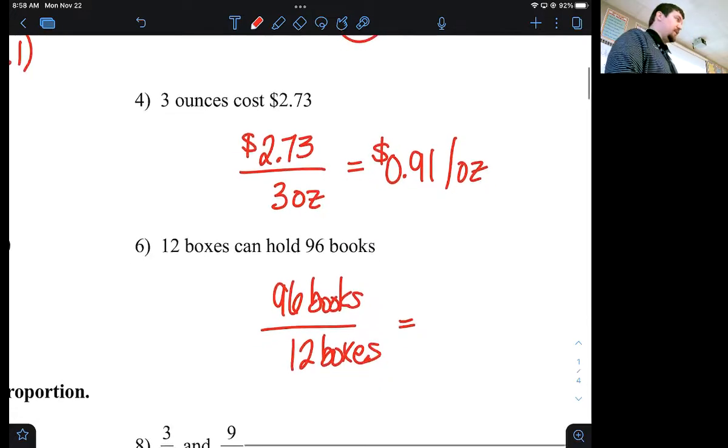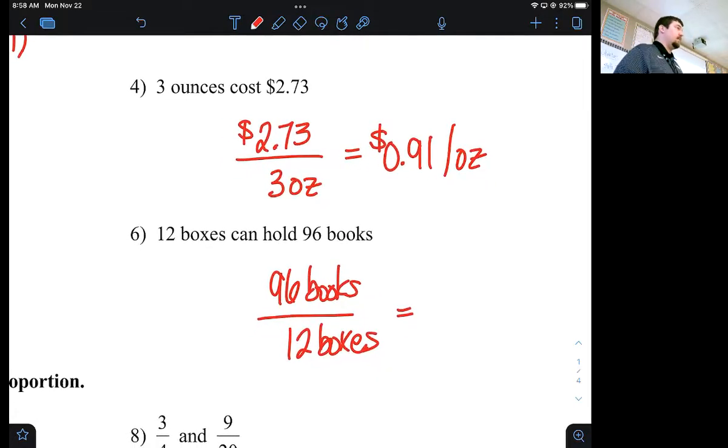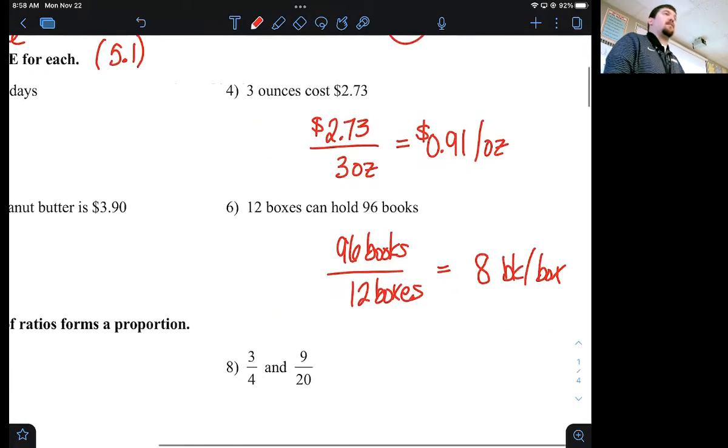So find the unit rate. I got to divide that. 96 divided by 12. 8. And then what's my label going to be? Books per box. That's right. Box, just singular box, right? Books per box. 8 books per box. That's what I can fit in there.